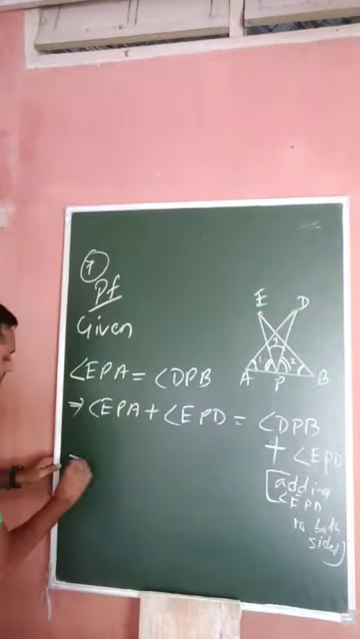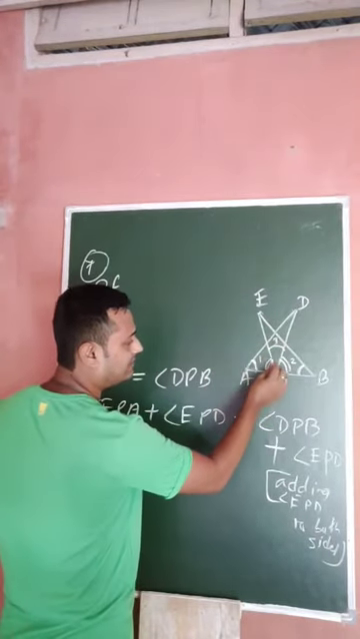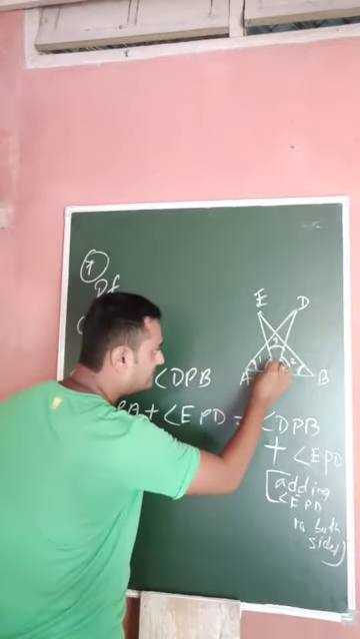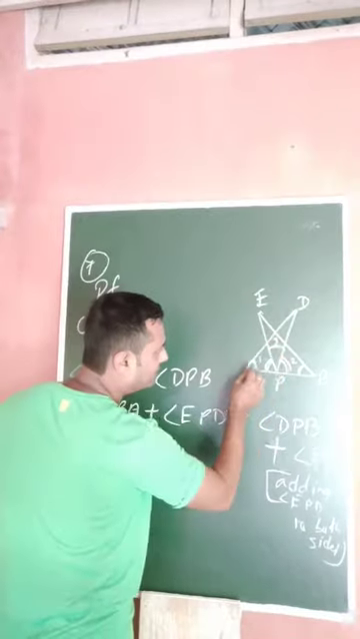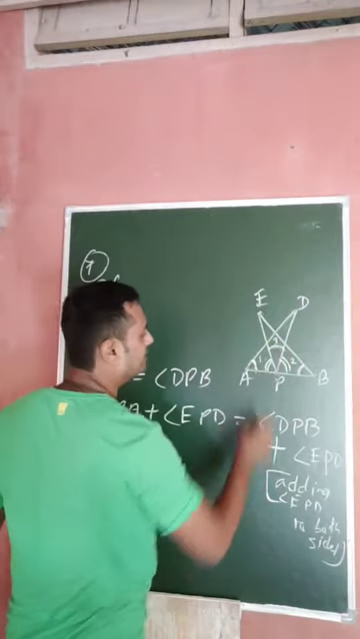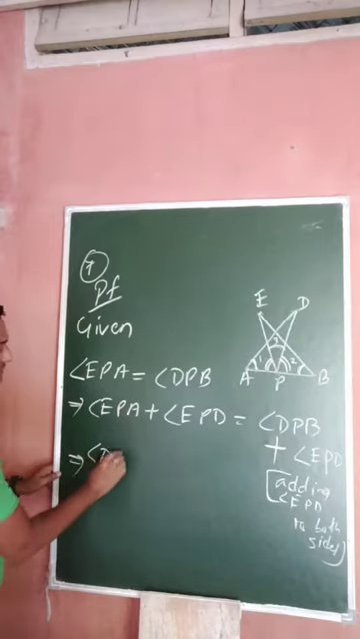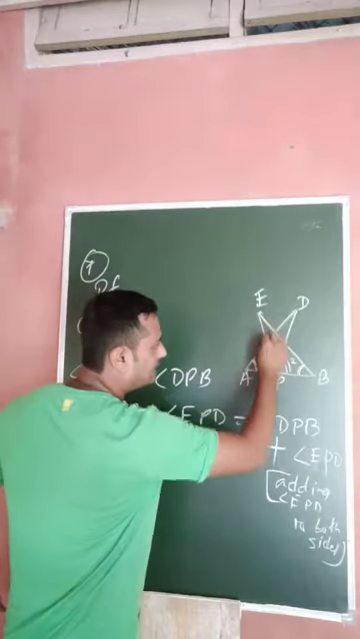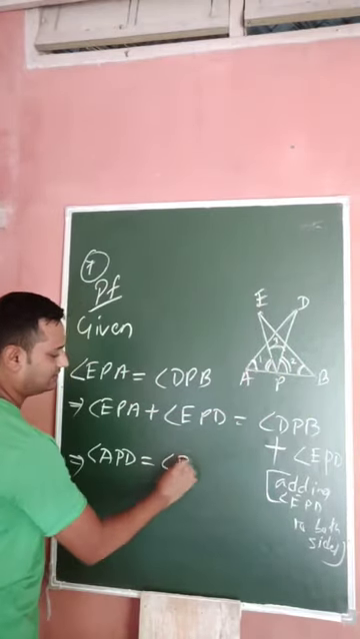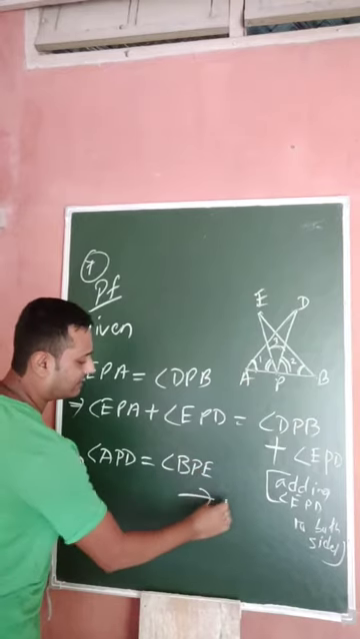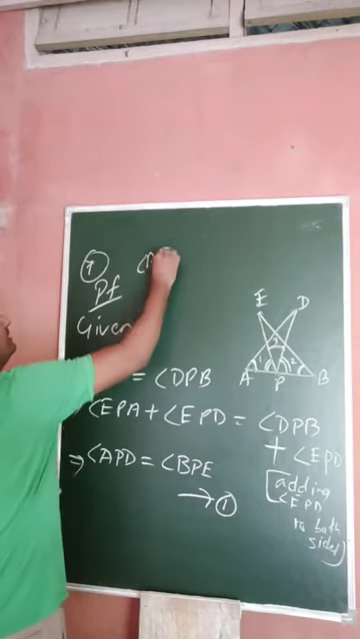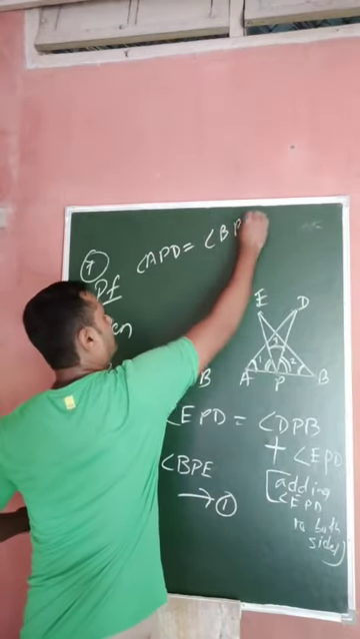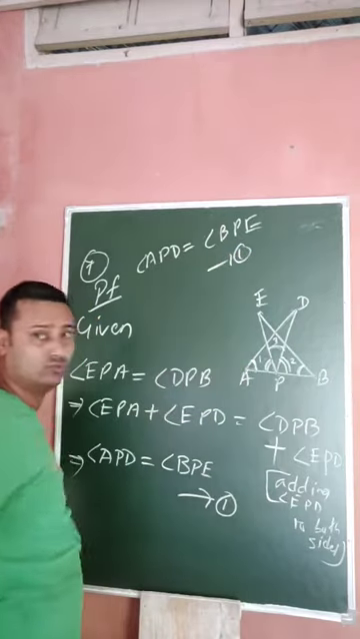Okay. So now look at this one. EPA means this angle. If you add this angle, this plus this, then automatically you get the angle APD, or DPA, you can write APD. Similarly, with these two, if you add 3, then you will get this whole angle, that means DPE. Okay, so just give number 1 here. So APD is equal to BPE. You can write this one as 1 because we have to use 1 later on.